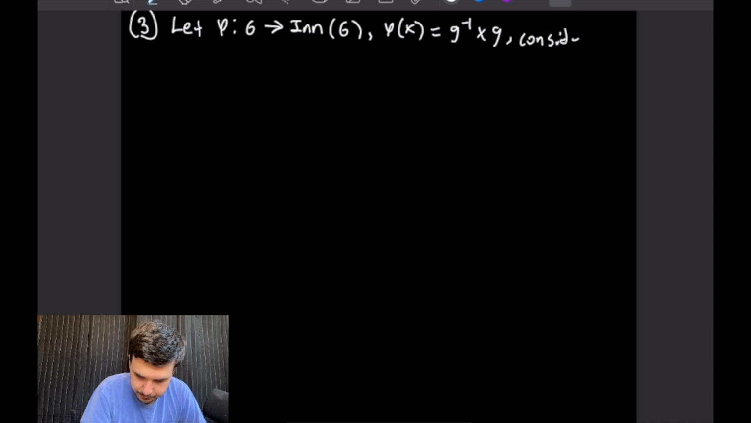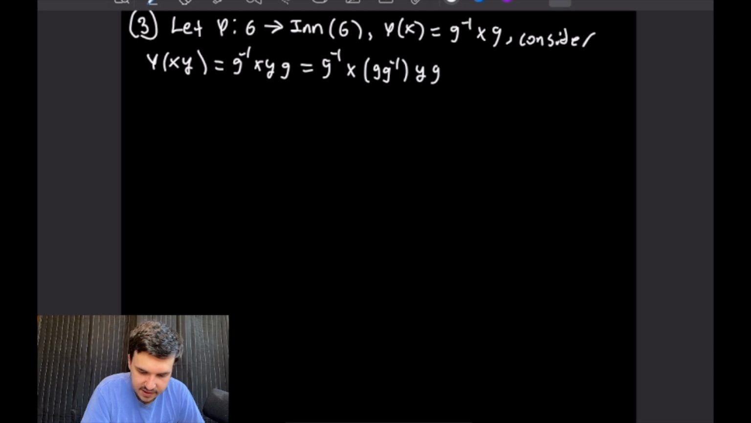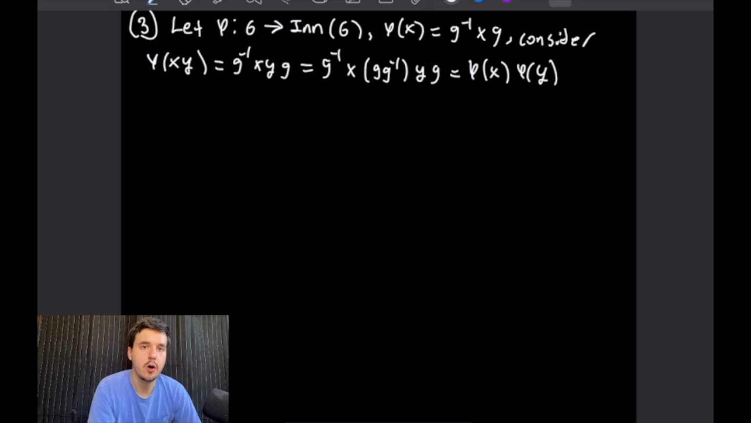We're going to consider phi of xy. Well, if you remember what we did for our homomorphism above, it'll be exactly the same thing. So we'll have that this is equal to g inverse times xy times g, and just like before, we can multiply by a creative use of the identity here. This will be equal to g inverse times x, and then we'll write the identity in between where this is g inverse, and then we'll have y and g, and just like we did before, this will be equal to phi of x times phi of y. So we do in fact have a homomorphism here.